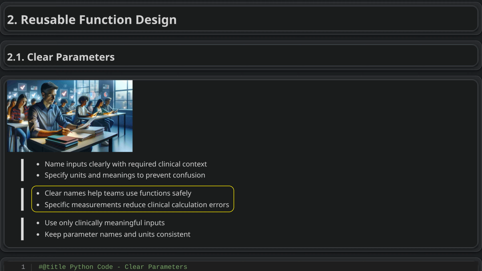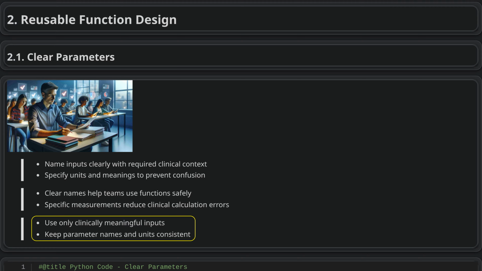When parameter names match real clinical measurements, such as units, timing, or patient characteristics, users can see what information a calculation needs and avoid confusion. This is especially important in dosing, where distinctions like total body weight versus ideal body weight can affect results. Clear parameters do not replace clinical judgment, but they make calculations more transparent and reduce the chance of mistakes.